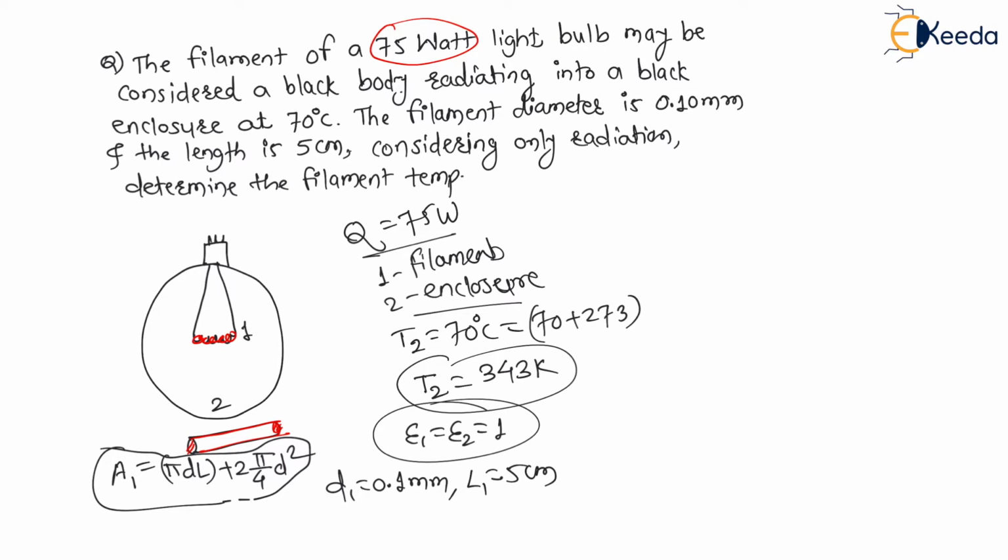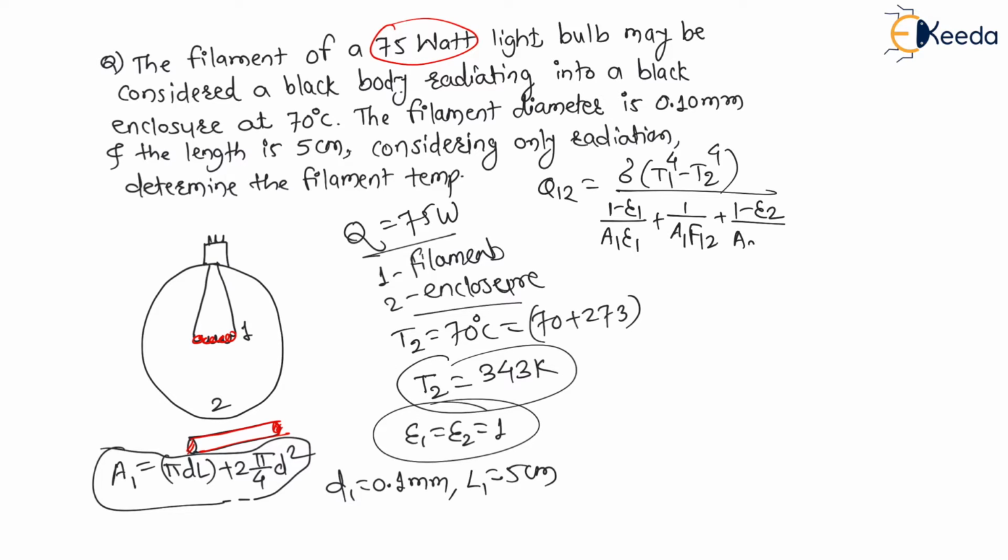And my dear students, the radiation heat transfer between any two surfaces, q1 to 2, is nothing but sigma (T1 power 4 minus T2 power 4) divided by (1 minus emissivity 1) divided by (area 1 times emissivity 1) plus 1 divided by (A1 F1 to 2) plus (1 minus emissivity 2) divided by (area 2 times emissivity 2). This is a formula to find radiation heat transfer between any two surfaces. Here both are black bodies, therefore emissivities are 1, therefore 1 minus 1 is 0. Therefore this term will cancel, this term will cancel.